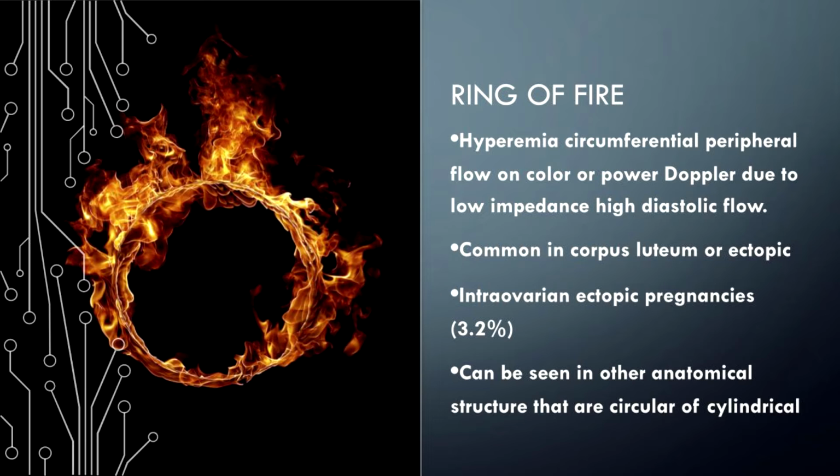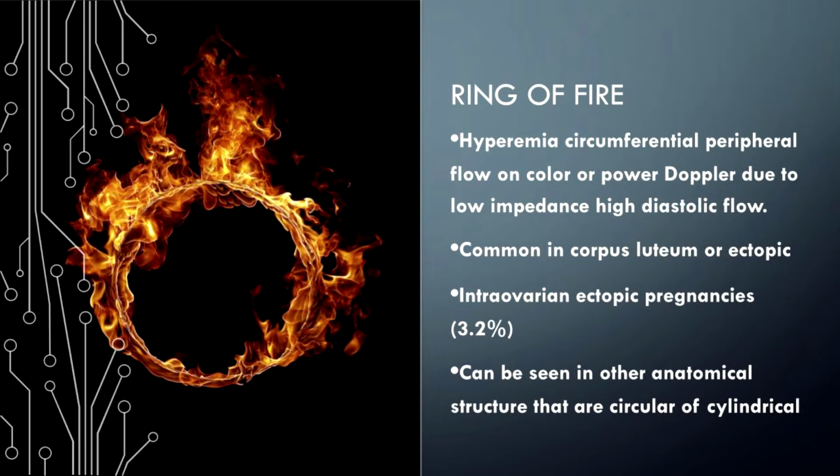And another thing to consider, if you see an intra-ovarian ring of fire, the possibility of it being an ovarian ectopic pregnancy is pretty small, because ovarian ectopic pregnancies account for 3.2% of all ectopic pregnancies. So the chance is not zero, but there's many, many things you need to consider before that. Like, do they have a positive beta HCG? You know, are they pregnant?